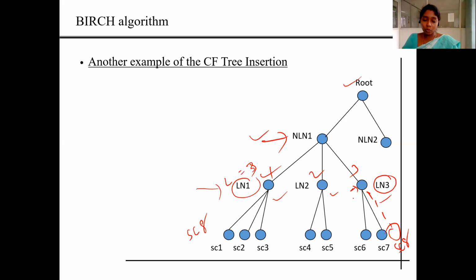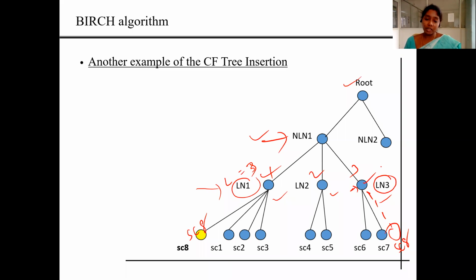So there is no need to split this node. Why? Because the L value for this node is 3. The L value, that is the maximum allowed subclusters for that particular node, is 3. So by adding this additional subcluster, it obeys the L rule. So no need to go for splitting leaf node 3.